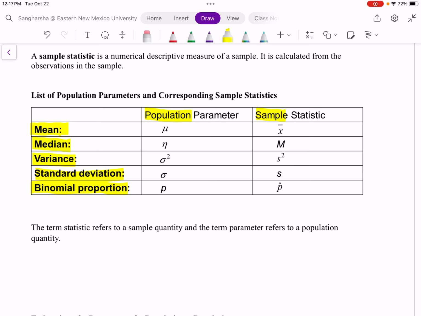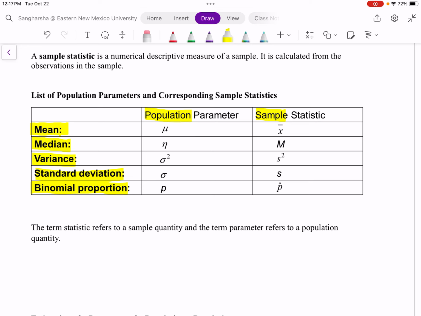Population is a whole thing, sample is a part of the population. So if I take the students of United States, that's a population. But students of this class is a sample. Population is always big, always large. And sample, it depends. It can be 1, 2 or 3.